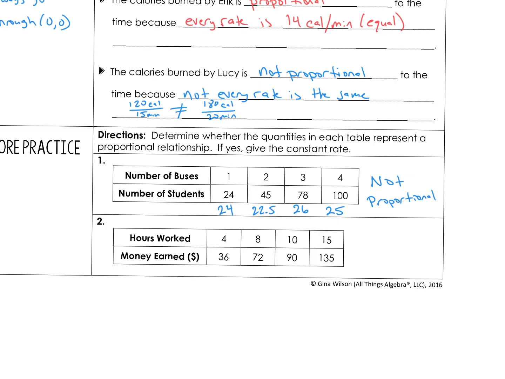All right, let's look at our hours worked versus our money. So if we made $36 for 4 hours, we're making $9 per hour. $72 for 8 hours is $9 per hour. $90 for 10 hours is $9 per hour. And $135 for 15 hours is also. So yes, this is proportional. And then on this one, our constant rate ends up being $9 per hour.